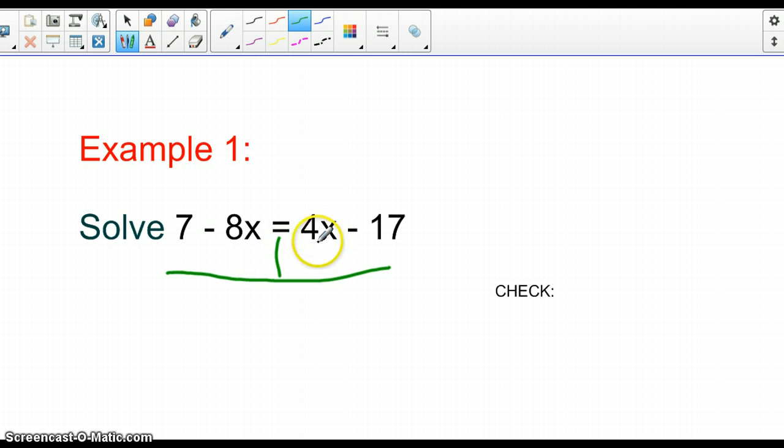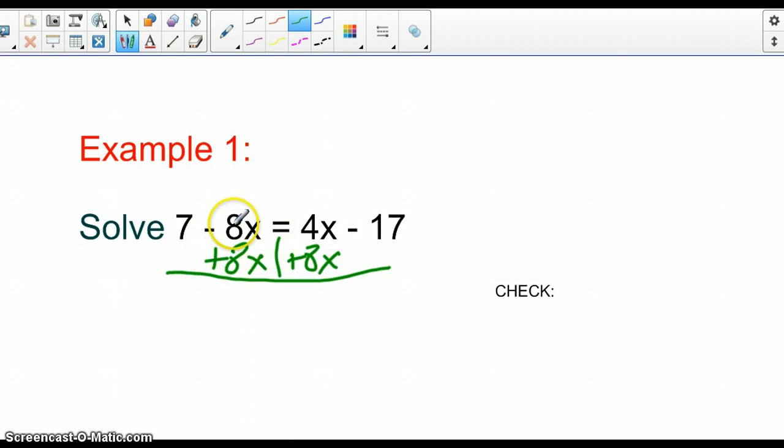And I like to look at we've got 4x and we've got negative 8x. I like to think of that as a negative right there, and I suggest getting rid of the smaller one, because then you're more likely to work with the positive later on. So negative 8 is less than 4, so that's the one that I'm going to get rid of. You can do it either way. You still get the same answer, but I just find it easier to do it that way.